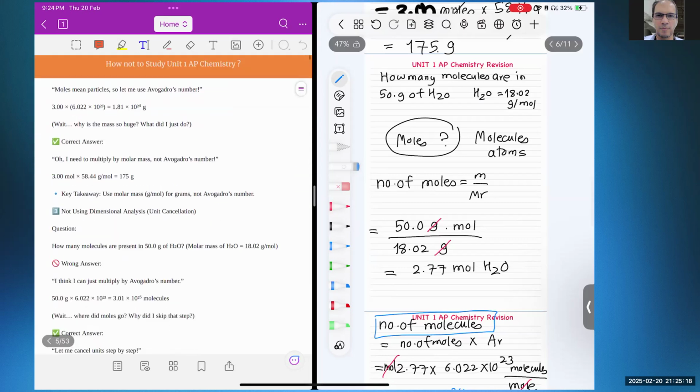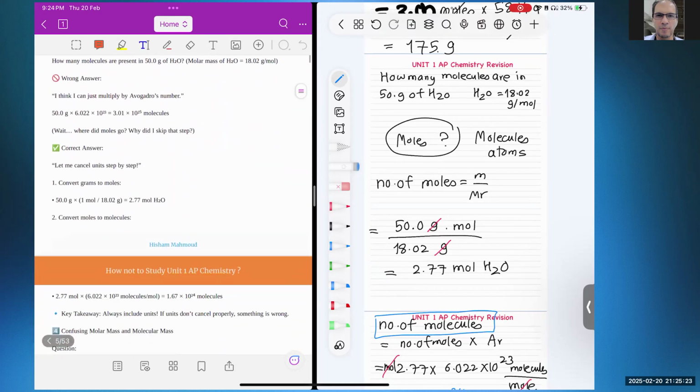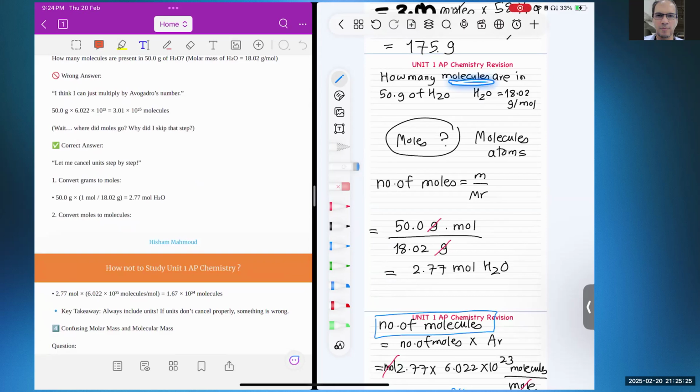Now, for counting the number of moles or finding the molecules, whenever you are asked about the number of molecules or moles, you know that Avogadro's number is going to be used. So if you want to find the number of molecules in 50 grams of water, you need the moles first. Molecules and moles are linked before anything else. If you need to find the number of molecules and you don't have the moles, you cannot do it. So find the moles first.